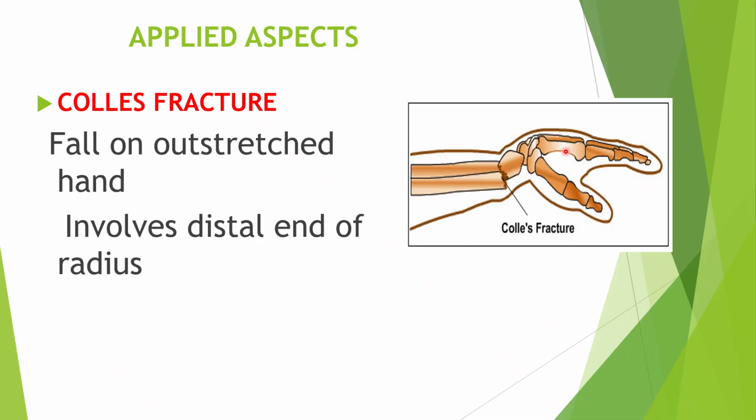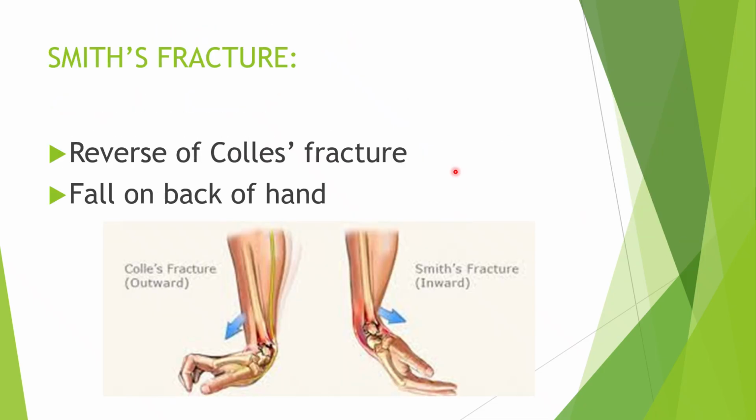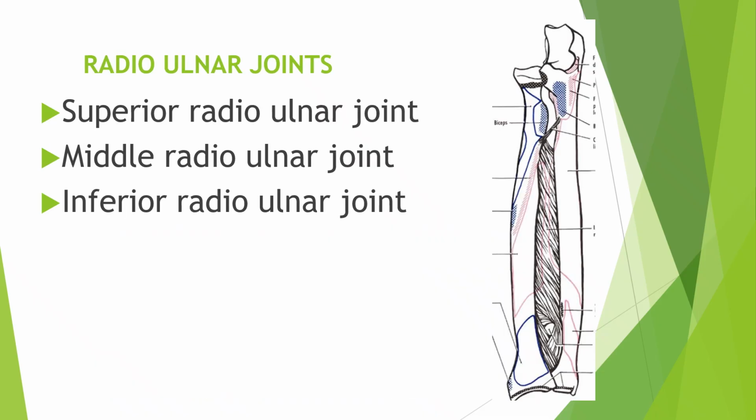Again, Colles fracture, already described earlier. It's a dinner-fork deformity. Smith's fracture, the reversal of the Colles fracture. There are three radioulnar joints: the superior radioulnar joint, the middle radioulnar joint, which is nothing but the interosseous membrane connecting the two bones, and the inferior radioulnar joint.